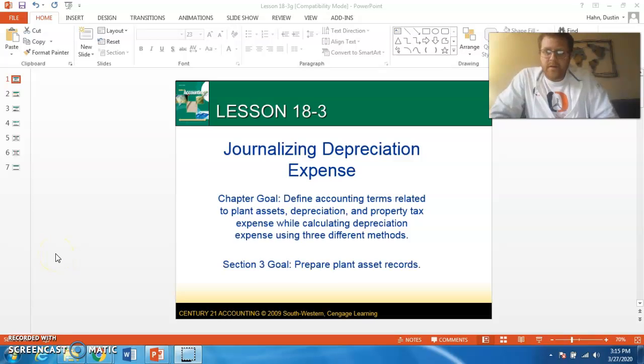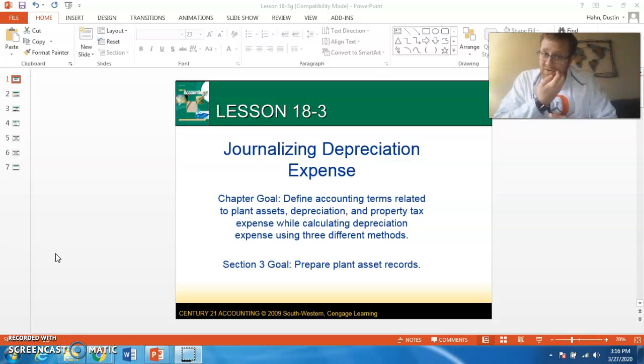Alright, we have covered section 1 and 2, and now we are on to section 3. Section 3, we are working with generalizing depreciation expense. Again, our chapter goal is to define accounting terms related to plant assets, depreciation, and property tax expense, while calculating depreciation expense using the different methods.